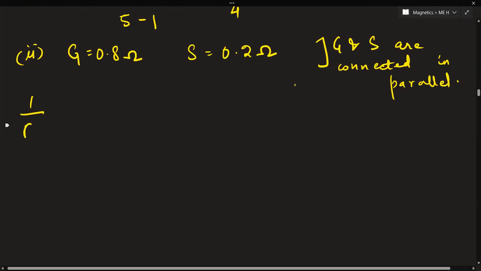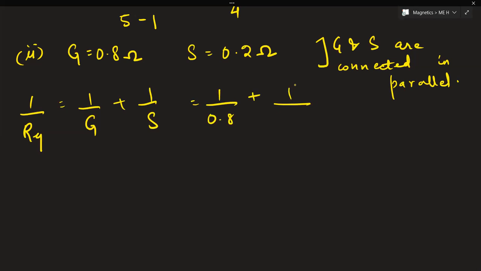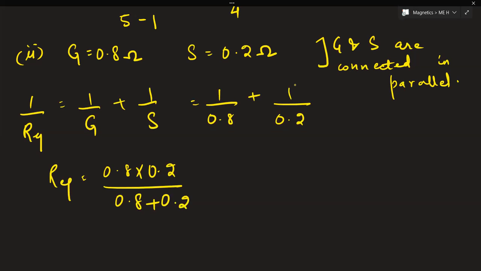So 1 by R equivalent will be what? 1 by G plus 1 by S, which is equal to 1 by 0.8 plus 1 by 0.2. So R equivalent will be G into S, 0.8 into 0.2, divided by 0.8 plus 0.2. This is 0.16 divided by 1, so this becomes 0.16 ohms. So this is the R equivalent.